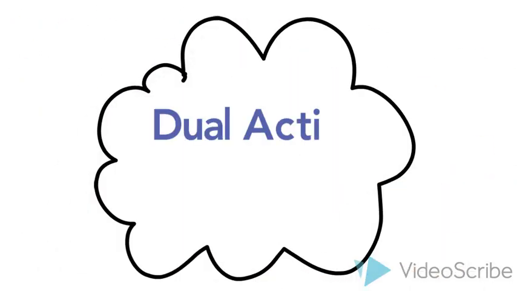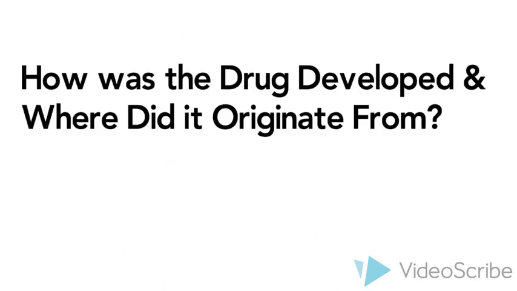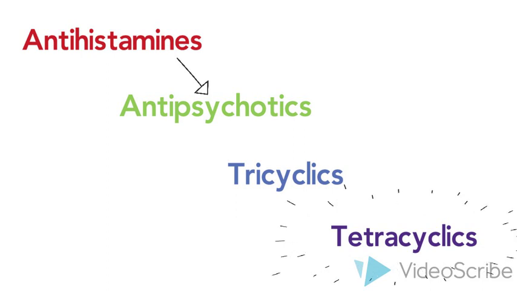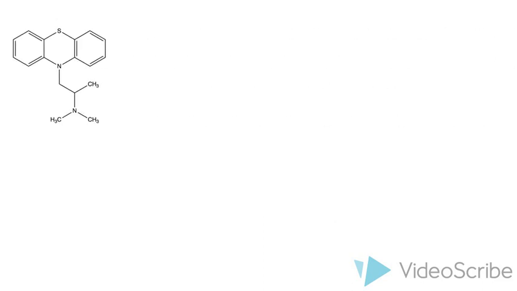The design of mirtazapine follows the dual action concept. This concept shows that the effects of norepinephrine and serotonin receptions had a better effect on treatment when compared to the selective action of serotonin reuptake. But where did mirtazapine actually originate from? Mirtazapine is a part of the tetracyclic class. It was originally discovered from tricyclics, which were further originated from antihistamines.